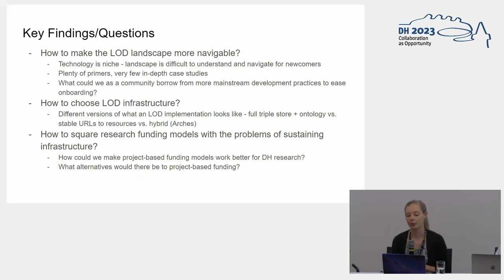And then finally, how to square research funding models with the problems of sustaining infrastructure. So how we could make project-based funding models work better for digital humanities research in general, as well as our specific problem with linked open data, and what alternatives would there be to project-based funding?